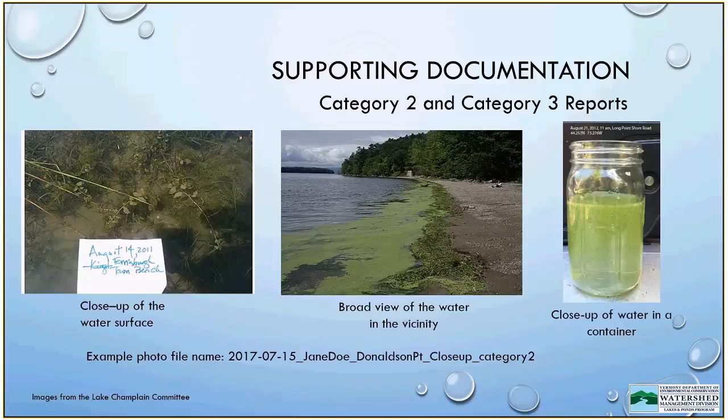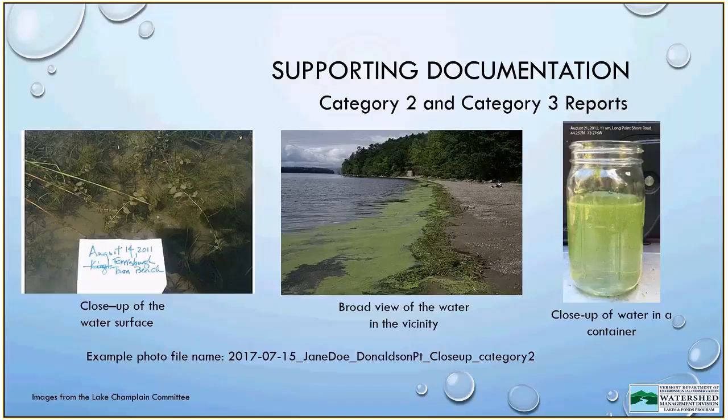If you report a category 2 or category 3, we would like to have some supporting documentation from you. We'd like you to take 3 photographs. The first should be a close-up, and it helps if you put a piece of paper or some way to identify your location and the date in that image.